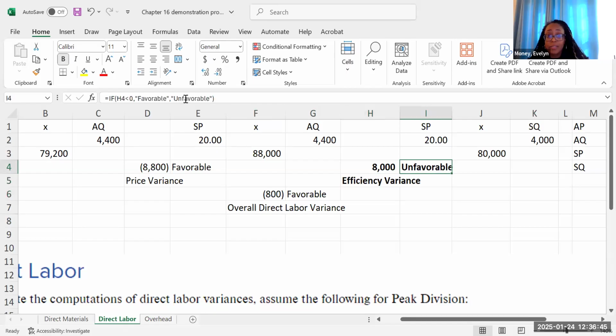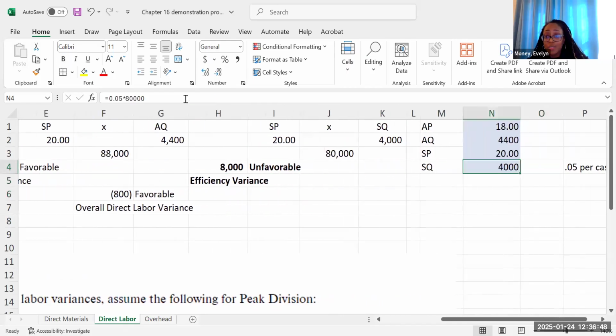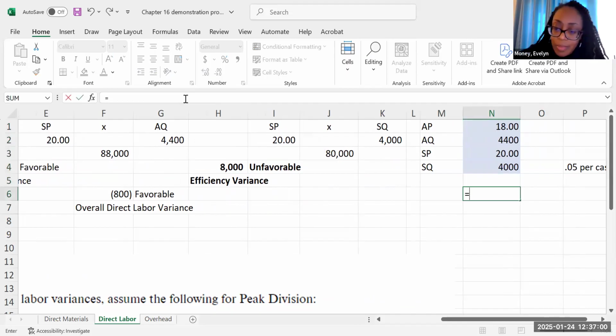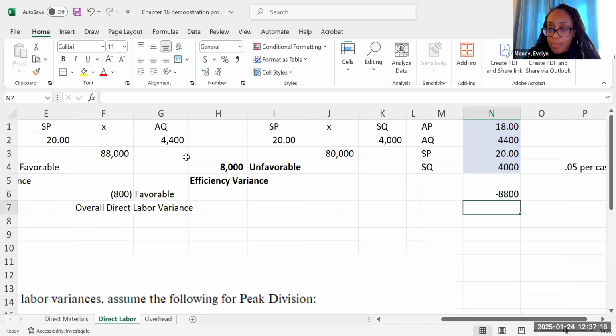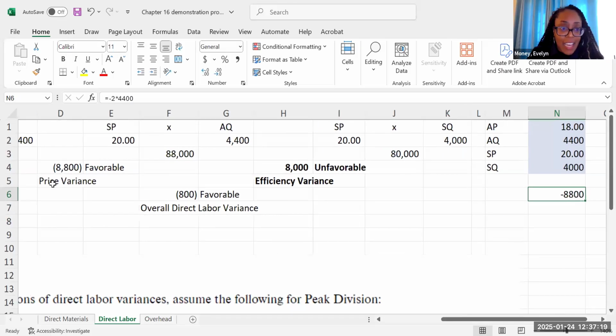So now I can do my quick common sense checks, or we can do it the algebraic way. For the price variance, I know that I have a $2 difference here in my rates. The 18 minus the 20, and I know it's -2. And I can simply multiply that times the common factor here of actual quantity of 4,400. And then I see the 8,800 matches.